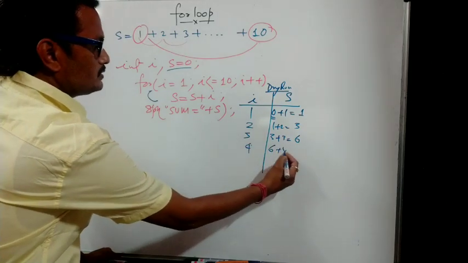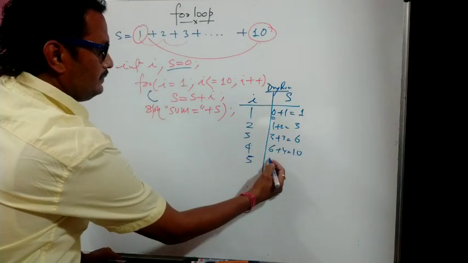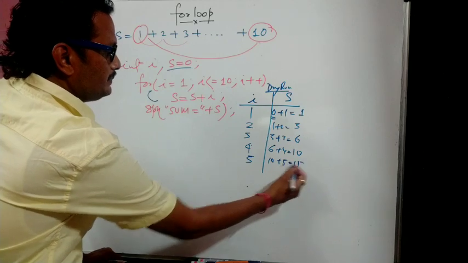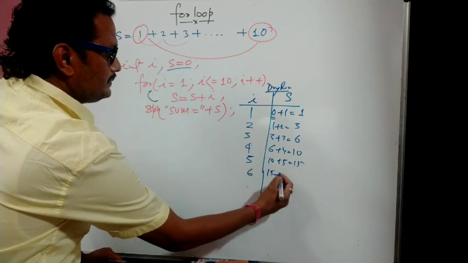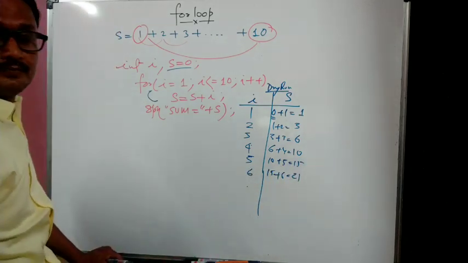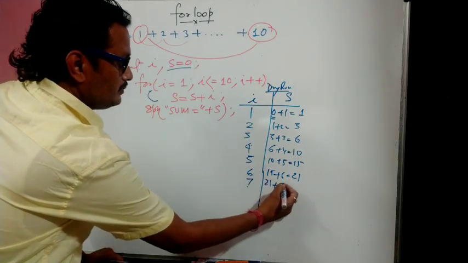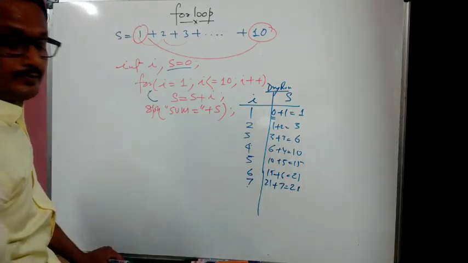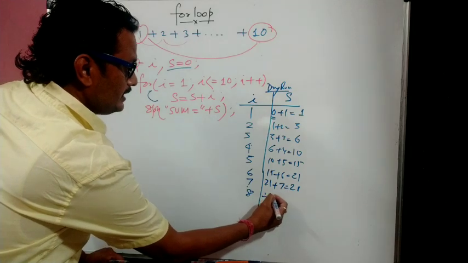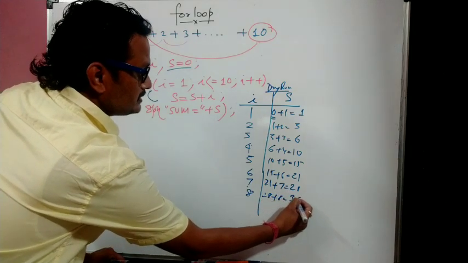4, 6 plus 4, that is 10. 5, 10 plus 5, that is 15. This is 6, 15 plus 6, 21. When this is 7, 21 plus 7, that will be 28. When it will be 8, 28 plus 8, that is 36.